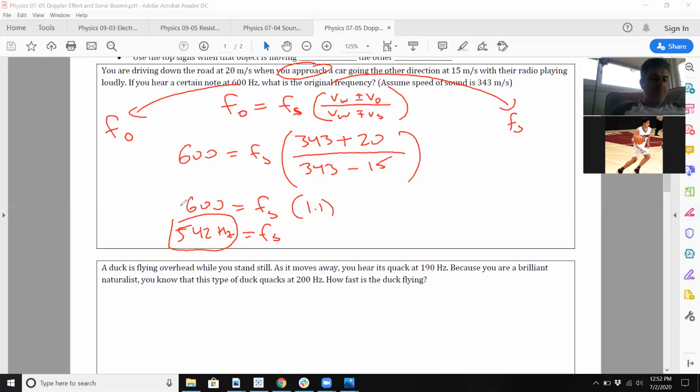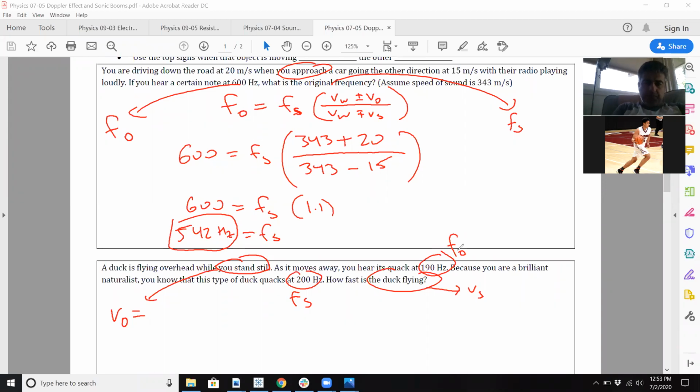Now, the next one I think is a little bit cooler because you are trying to find how fast something's moving. So a duck is flying overhead while you stand still. As it moves away, you hear it quack at 190 hertz. Because you are a brilliant naturalist, you know this type of duck quacks at 200 hertz. Fine, whatever. How fast is the duck flying? So you're standing still, so you're going to be the observer. This is the velocity of the source. This is the frequency of the source. And that's the frequency that you hear.